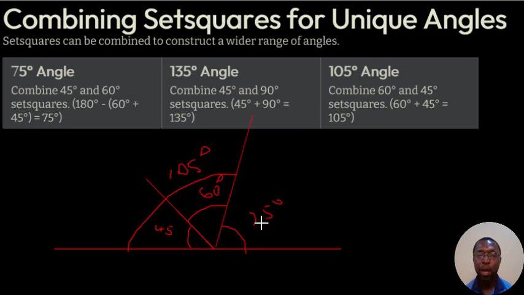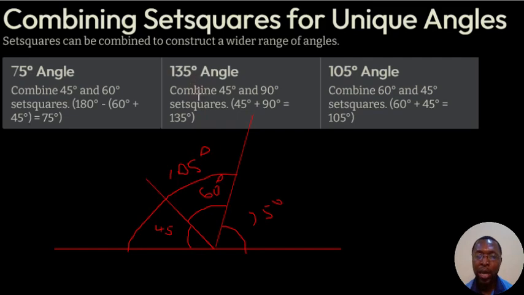You can also do the same thing for 135 and angle 105. For 135, all you need to do is to combine the set square of 90 degrees and 45 degrees, and then you will get the 135. For 105, all you need to do is to combine 60. This is 105 already. This side is 105. So the same method you use to get 75, you also use to get 105. So this is 75 on my left hand side and 105 on my right hand side.